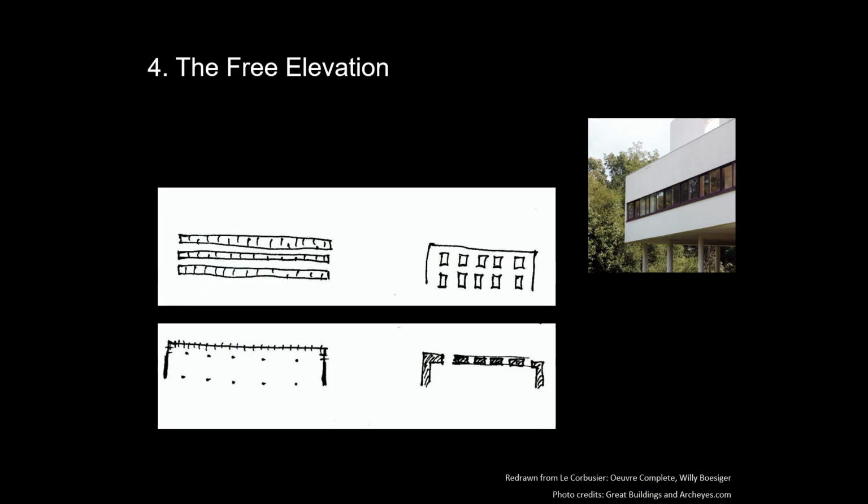Point 4, the free elevation, the free design of the facade. This is similar to the open free plan, but in the vertical plane as opposed to the horizontal plane. The right-hand sketches show the old thick walls with small openings, while the left-hand drawing shows the possibility of having very long windows because it is now possible to extend the outer wall beyond the line of the structural columns.